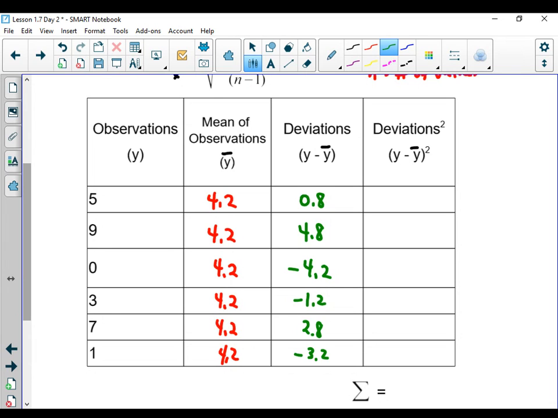Now, anytime I square a number, what kind of answer should I get? Positive or negative? Positive, right. So even though I had some negative values in this column, I should never have any negative values in this column. All right, I'm going to go through and just square each one of those. This time you may want to go to 2 decimal places.